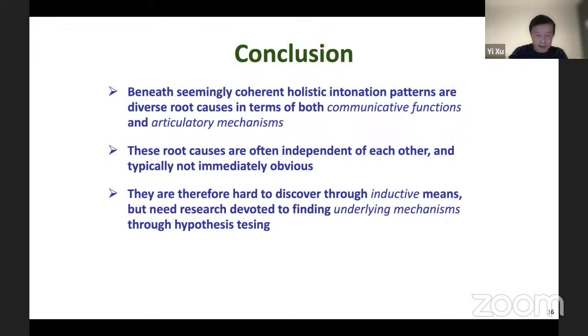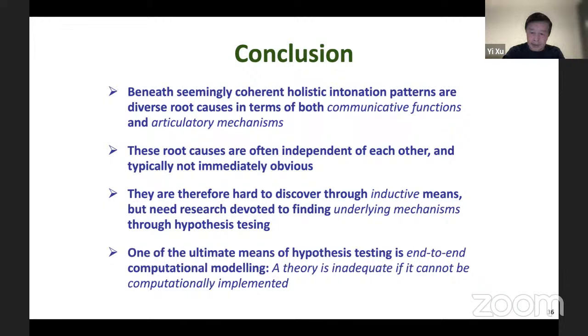And one of the ultimate means of hypothesis testing is end-to-end computational modeling. Basically, what we are saying here is that a theory is inadequate if it cannot be computationally implemented. So in other words, we're not just doing modeling for modeling's sake, but using models to actually represent theory. And because it's a model, and especially because it's end-to-end, the results of the modeling can be tested rigorously.